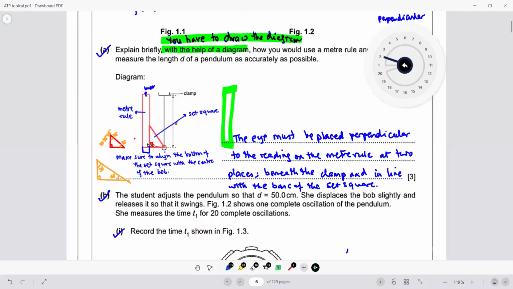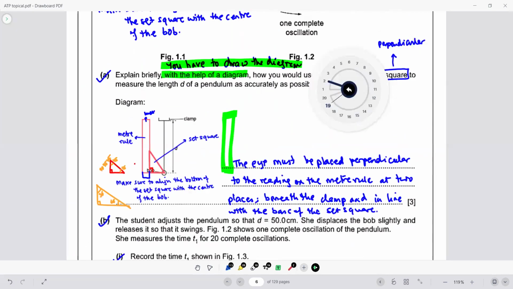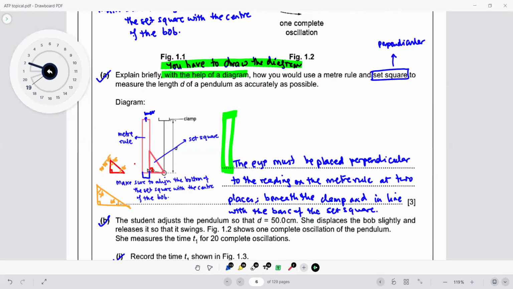Okay. Now it's a 3 marker. Very rarely do you see 3 markers in an ATP question, and these are all very latest questions. So please make sure you understand all of them. Now it says, it's a 3 marker. It says 1 mark is for the diagram.